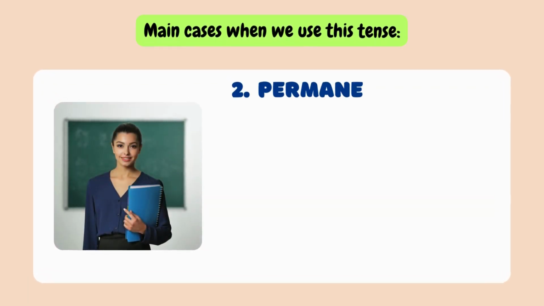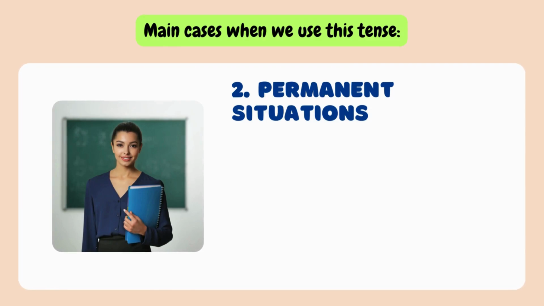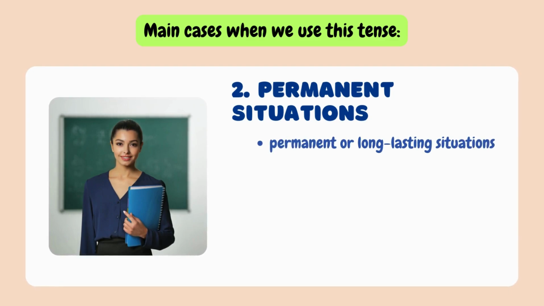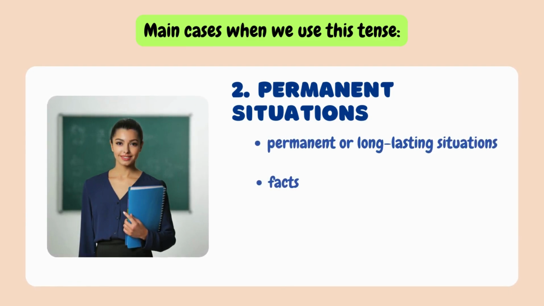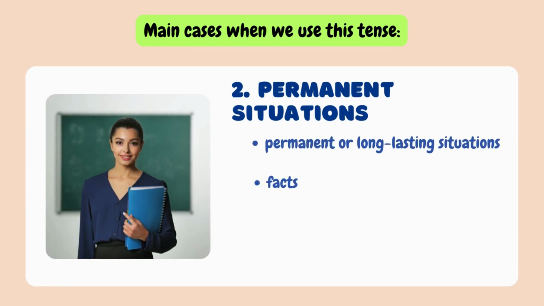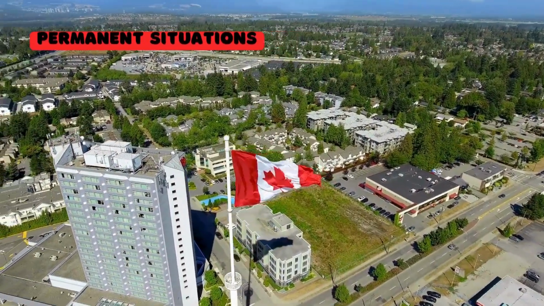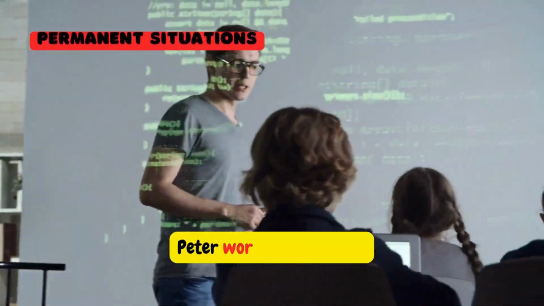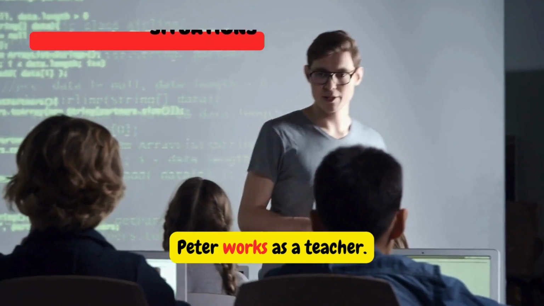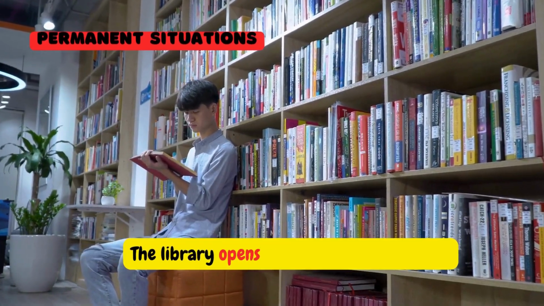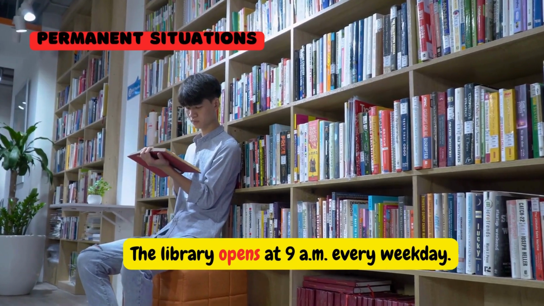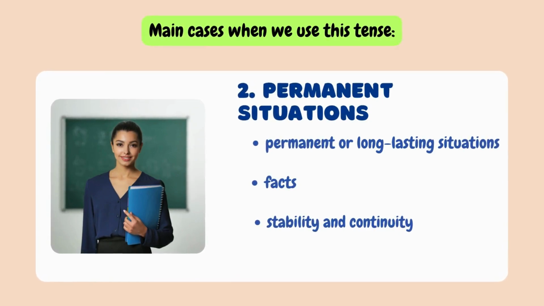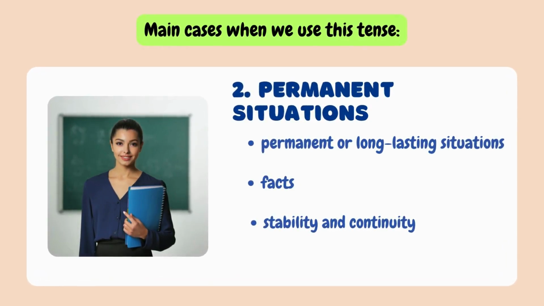Permanent situations. Another key use of the present simple is describing permanent or long-lasting situations, which refer to facts unlikely to change in the foreseeable future. For example, she lives in Canada. Peter works as a teacher. The library opens at 9 a.m. every weekday. These sentences emphasize stability and continuity in a person's life or circumstances.